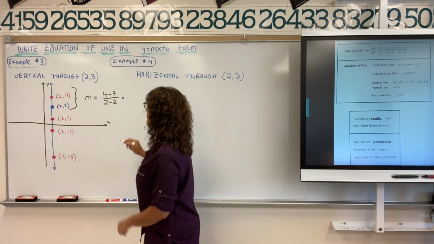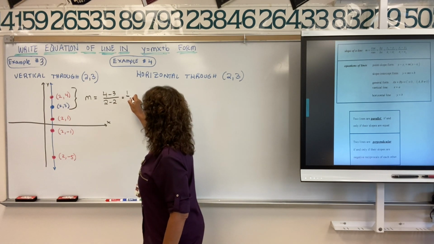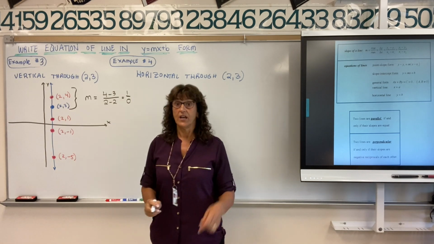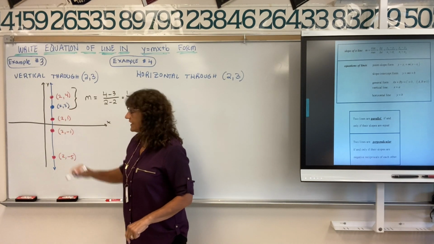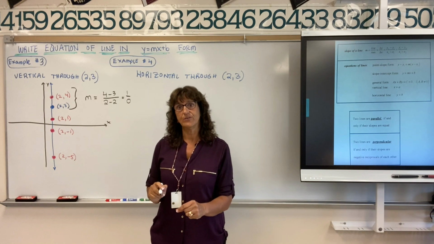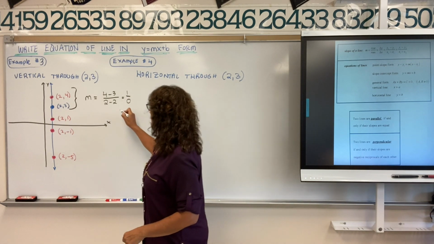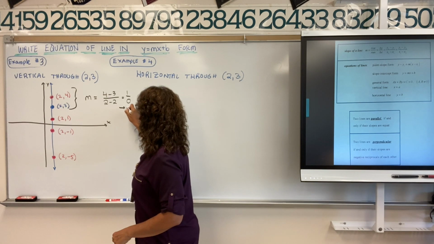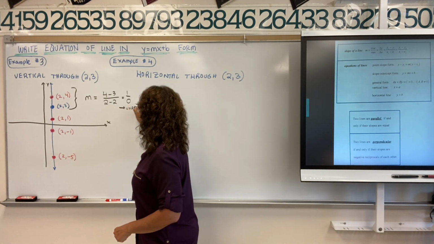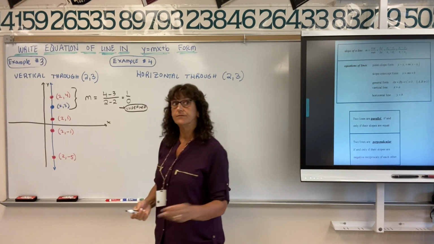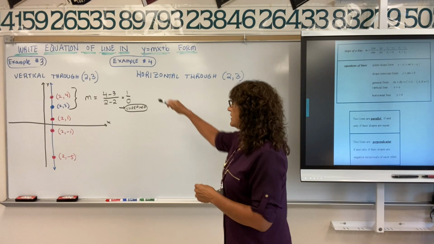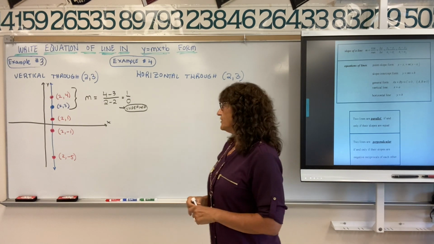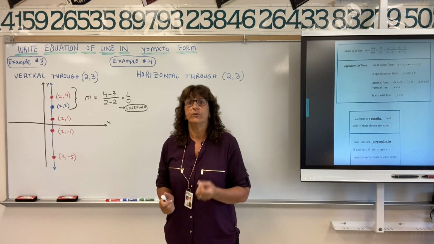So what do we have in the numerator? 4 minus 3 is 1, and what do we have in the denominator? 2 minus 2. It doesn't matter which of the points you pick, the x's are the same, and you're going to have a 0 in the denominator. So 0 in the denominator means that we're dealing with undefined. Remember in another video when I talked about dividing by 0? A non-zero divided by 0 has no solution. There's no way to achieve this.